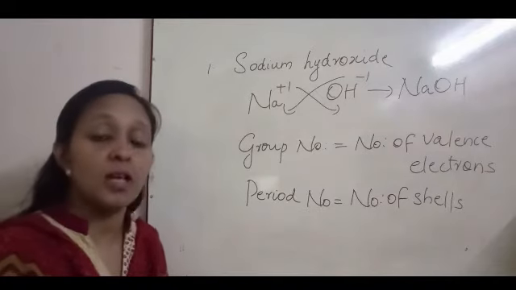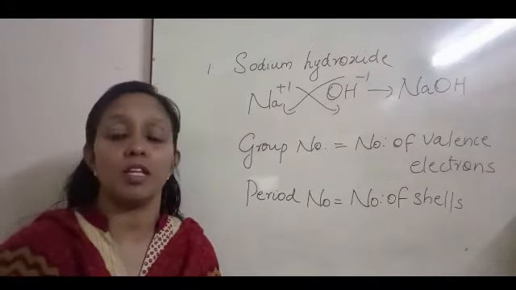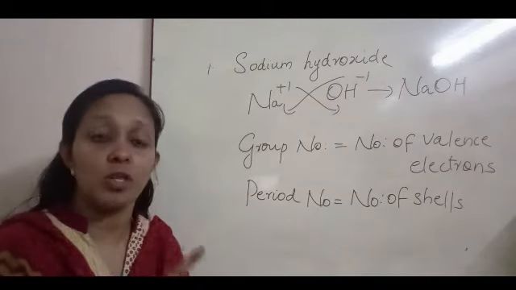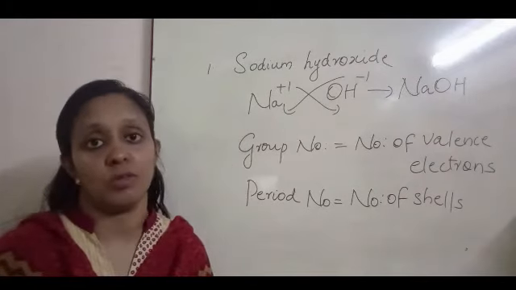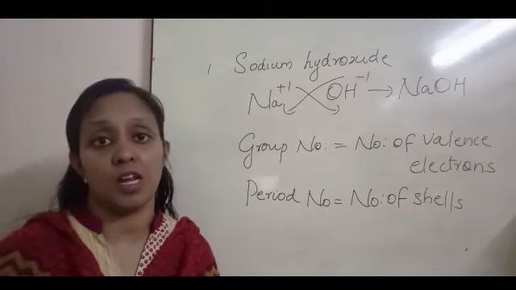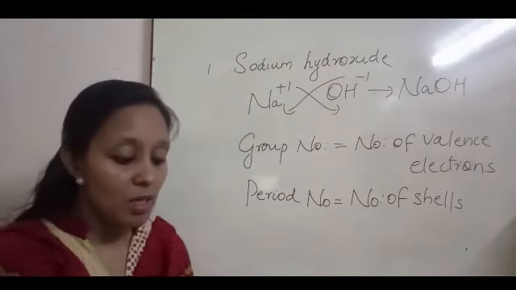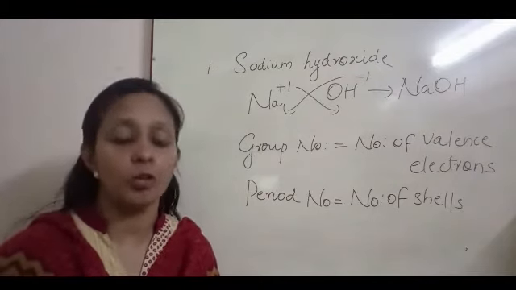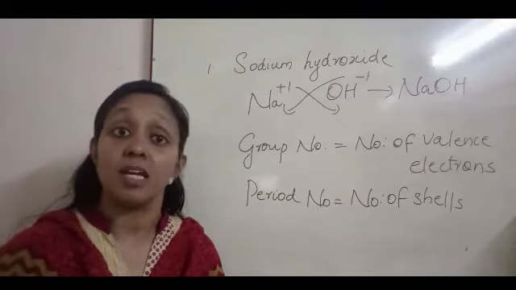So what is the first step that you have to do if you are asked to identify the position of an element in the periodic table? Position of an element means you have to mention the group number as well as the period number to which the element belongs. So what is the only thing that you have to do? To write the electronic configuration of that particular element. Here you are asked to write the group number only, but we'll write both. Write the group number of the element magnesium.